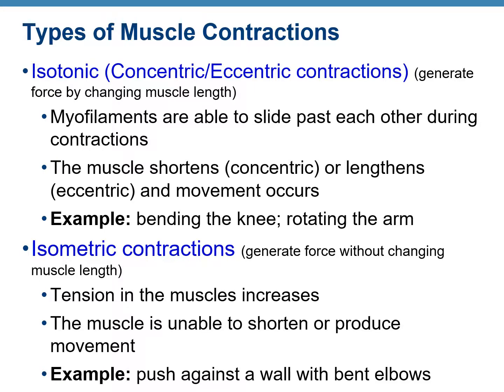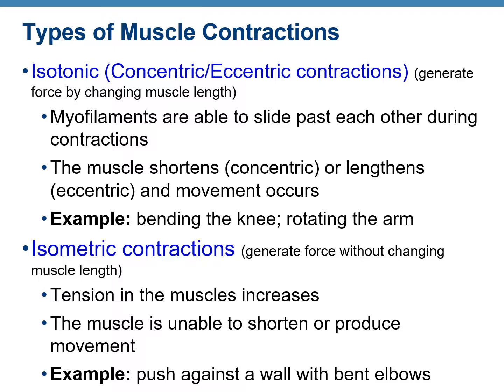Hi everyone, this is lecture 3 of topic 6. We are continuing with the muscular system. In this slide, we are going to learn about the two types of muscle contraction. The first one is isotonic contraction and the next one is isometric contraction.